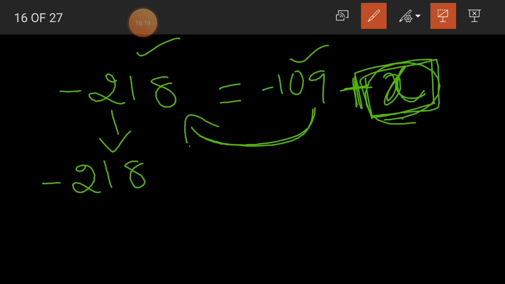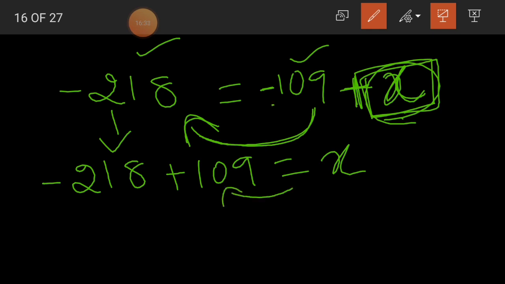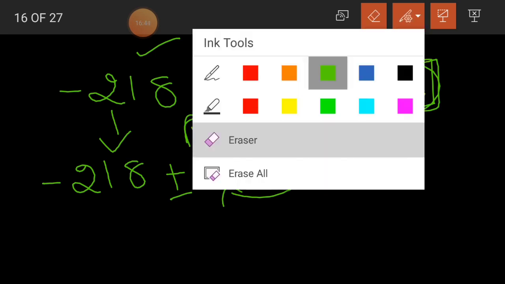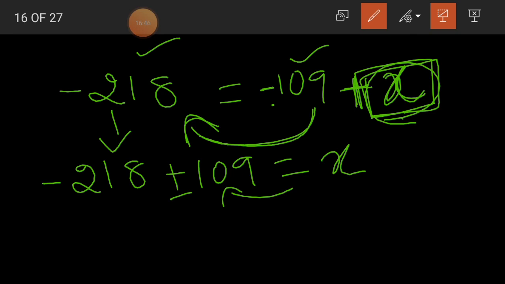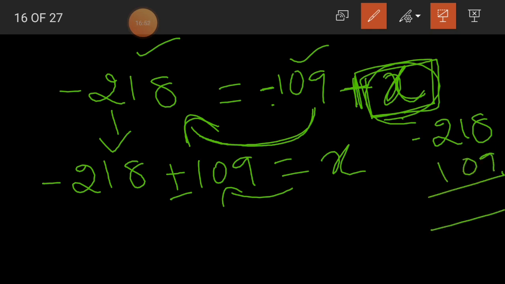Now this number, when it goes to the opposite side, it is having a negative sign. What is the opposite of negative? Positive. So it will have a positive sign. Understood? Again, one is positive and the other is negative. What will you do when one is positive and the other is negative? You subtract the lower number from the higher absolute value. 218 minus 109 gives us the answer of 109.